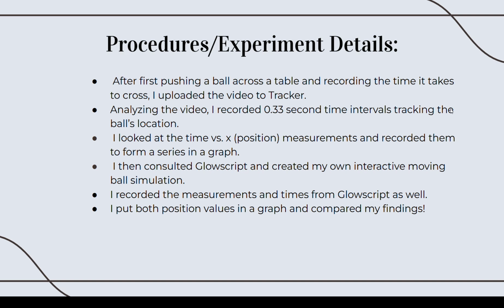So, procedures and experiment details. After first pushing a ball across the table and recording the time it takes to cross, I uploaded the video to Tracker. After analyzing the video, I recorded 0.33 second time intervals tracking the ball's location, and you're going to see that in the little recording as well. I looked at the time versus X position measurements and recorded them to form a series in a graph. And then I consulted GlowScript and created my own interactive moving ball simulation. I recorded the measurements and times from GlowScript as well, and I put both position values in a graph and compared my findings. I saw the differences.